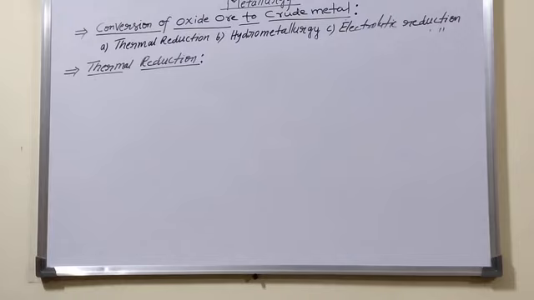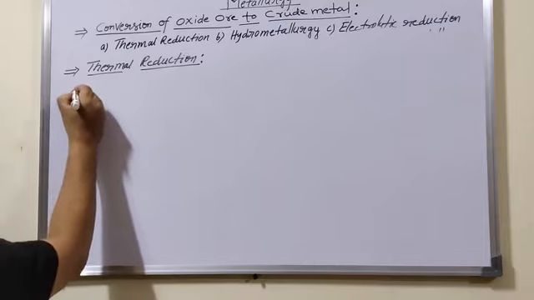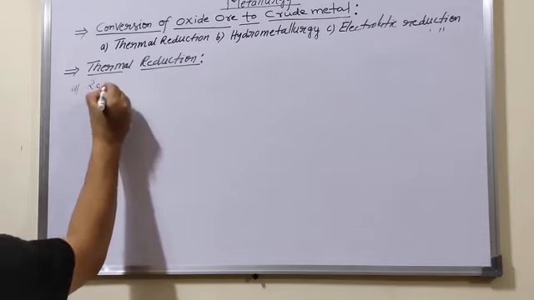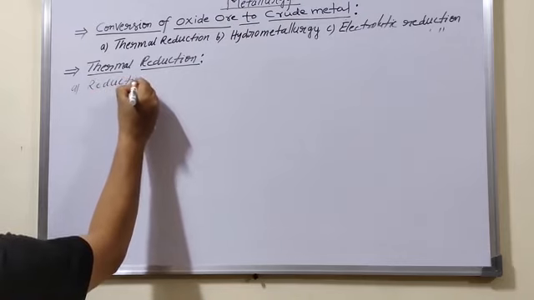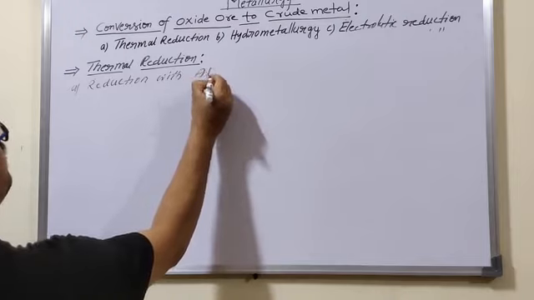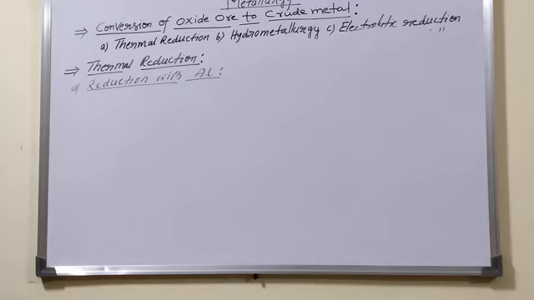Next, reduction with aluminum. It is very important, so we are discussing it. Reduction with aluminum. Aluminum is a good reducing agent.